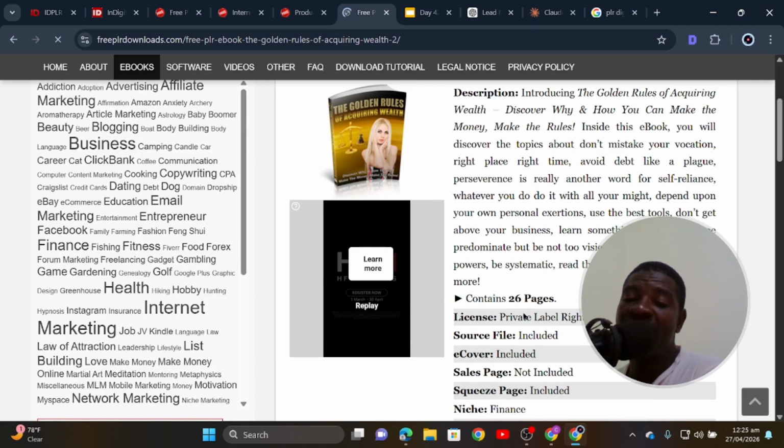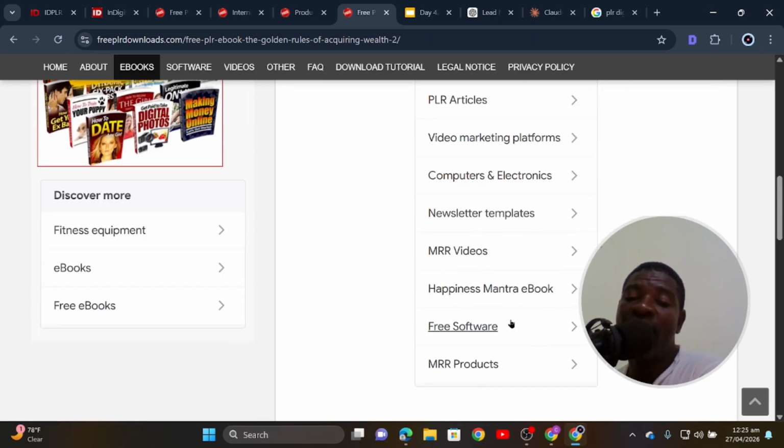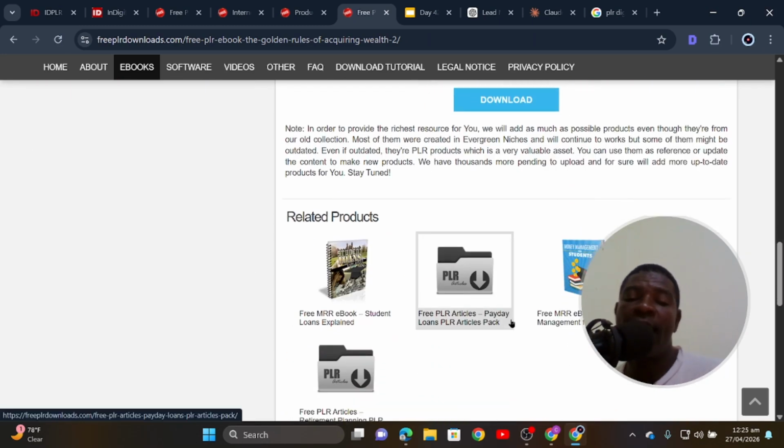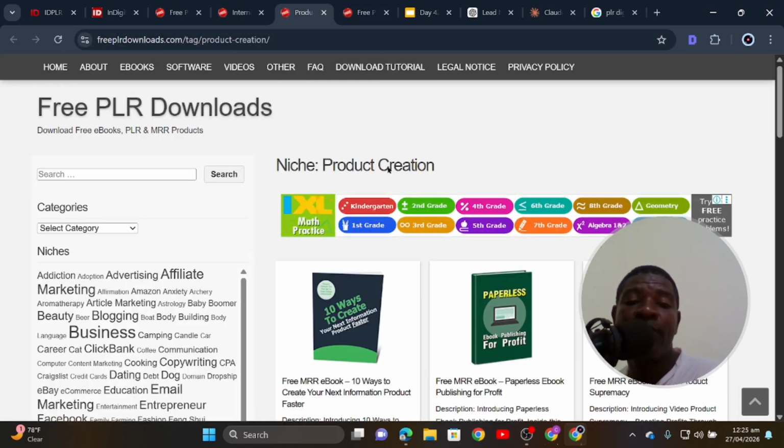This 26 pages is even too much for a lead magnet, but it's still okay. You can just go ahead and pick something like this, remodify it, and then use it as your lead magnet. So you just download it.